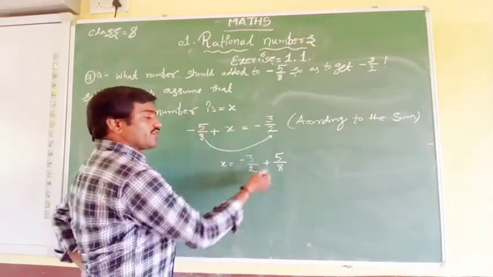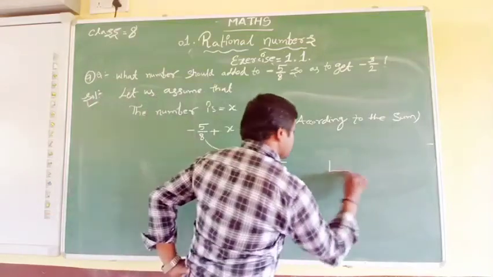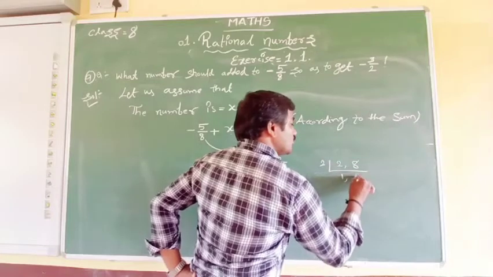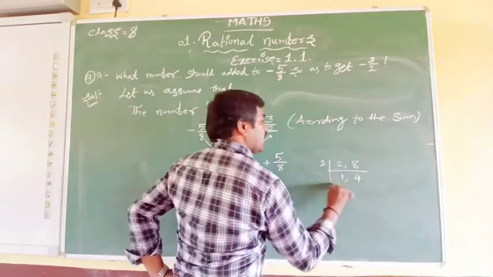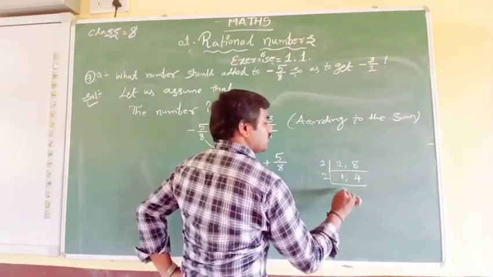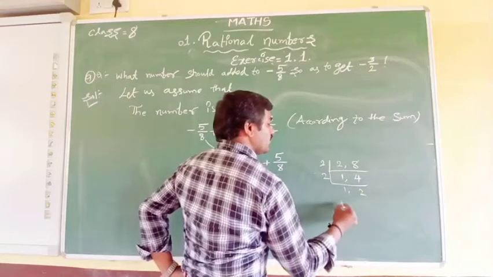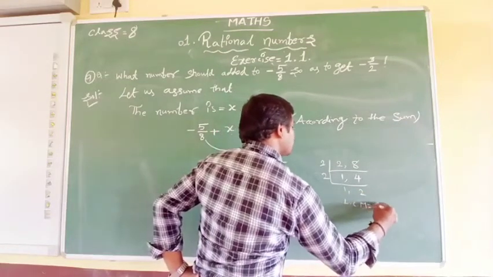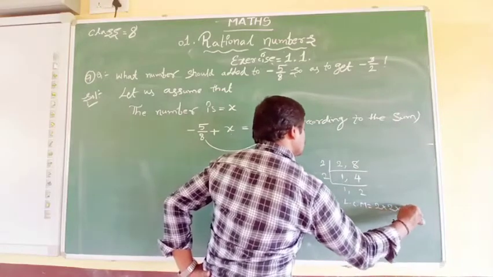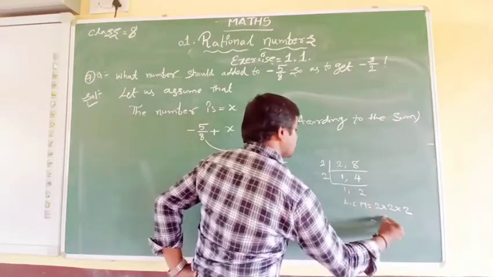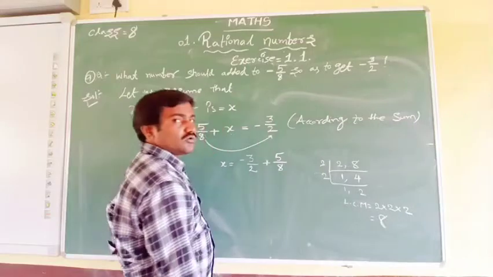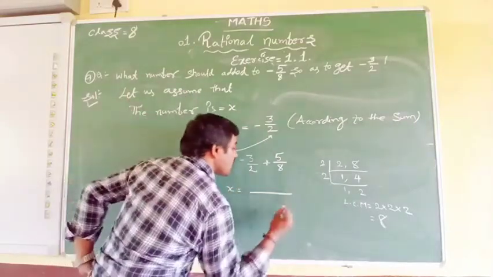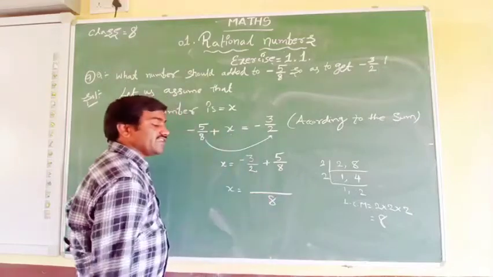Simple. Now here we need to take the LCM again. See LCM: 2 ones are 2, 2 fours are 8. Hence you can complete the LCM here. LCM, least common multiple, that is 2 into 2 into 2. This one will not be counted here. So 2 into 2 into 2, that is 8. Hence x equals, the LCM you got is 8 here.